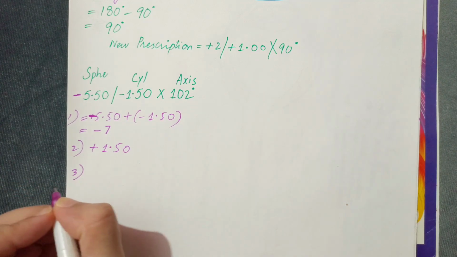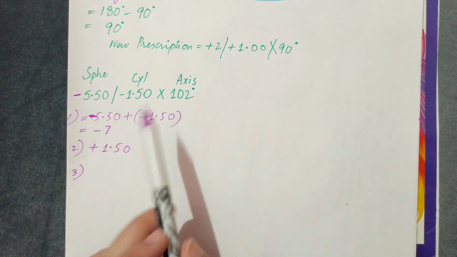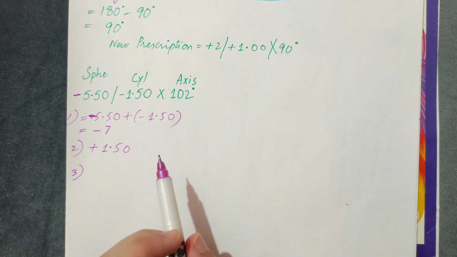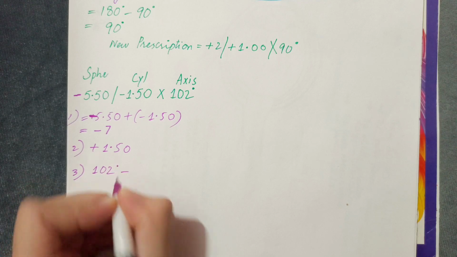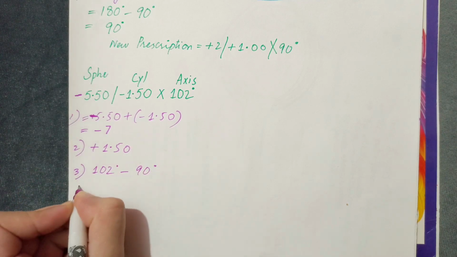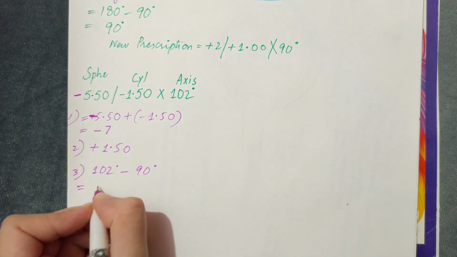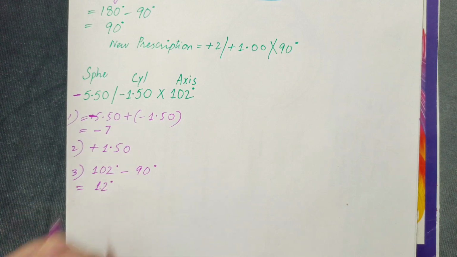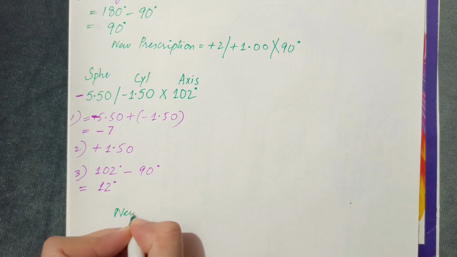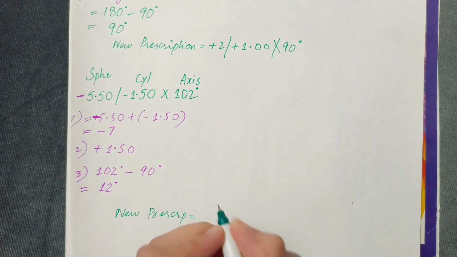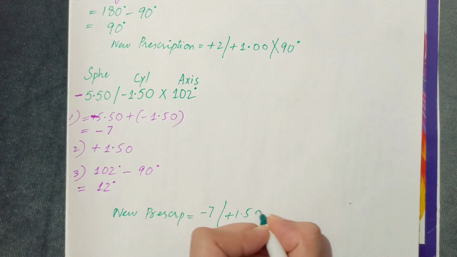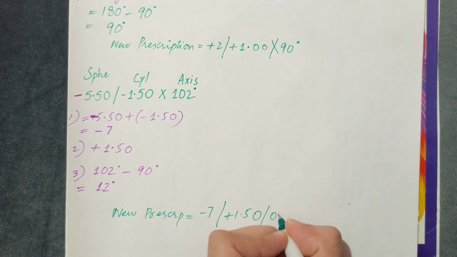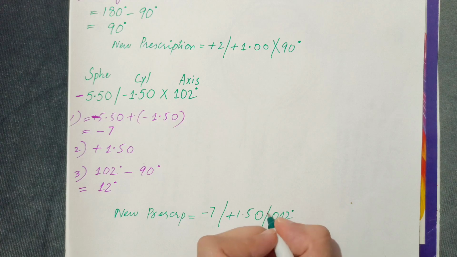And the third step: as I told you, 102 is greater than 90 degrees, so we will subtract 90 from the axis. Simply subtracting 90, what we are left with is 12. So the new prescription will look like this: minus 7 sphere, positive 1.50 of cylinder, and 12, which is the axis.